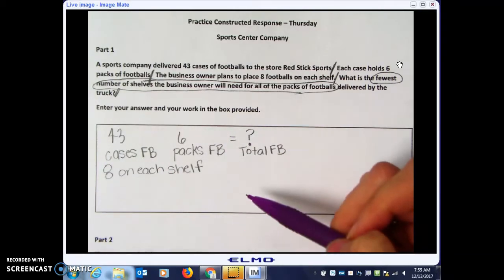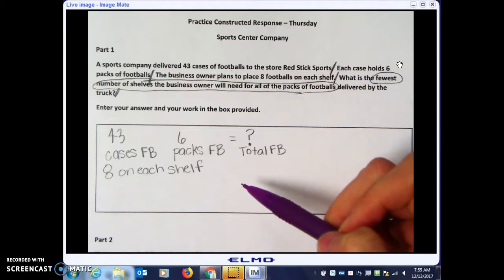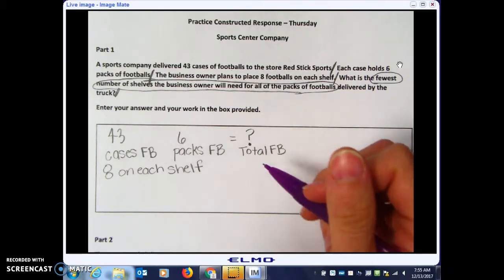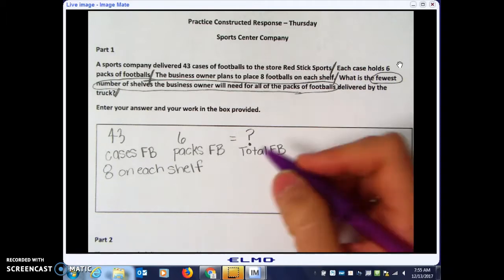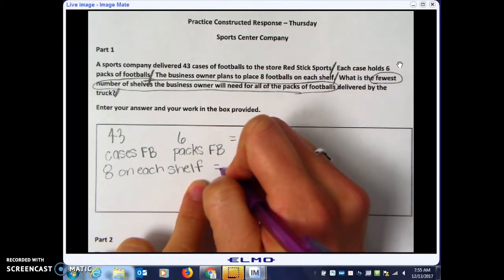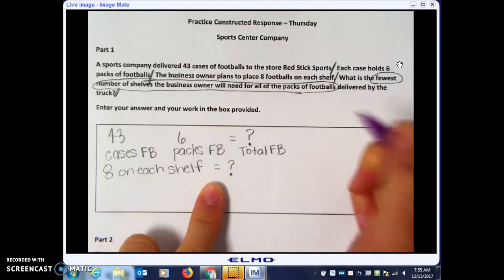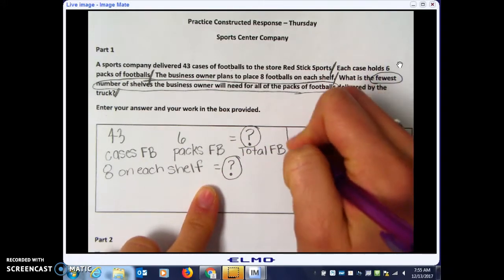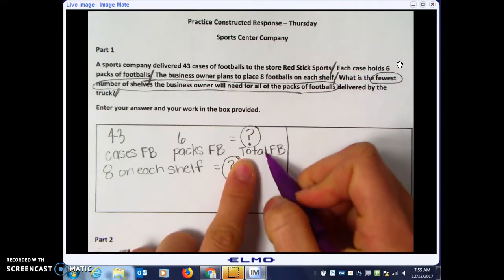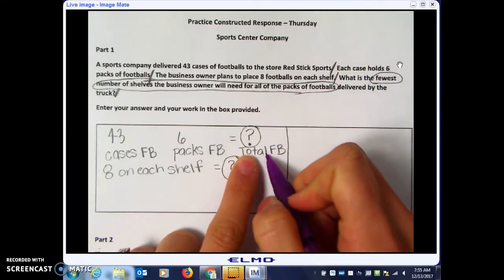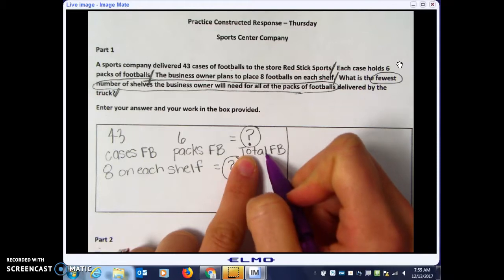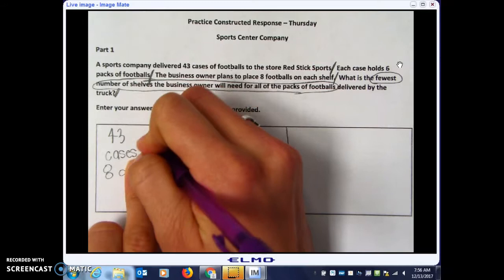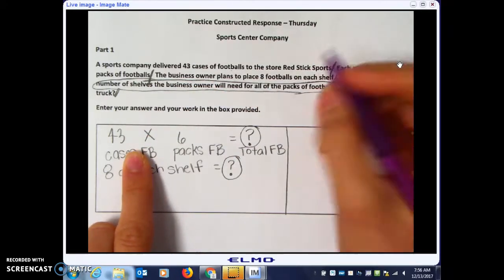So again, put yourself in that owner's spot. Put your name in this story. And imagine you're putting something on a shelf. So I need to know how many shelves do I need. Since I have 2 question marks, this is going to be a 2-step problem. So if I'm looking for a total here, what operation am I going to do? Good. We're going to multiply because I'm trying to find the total.